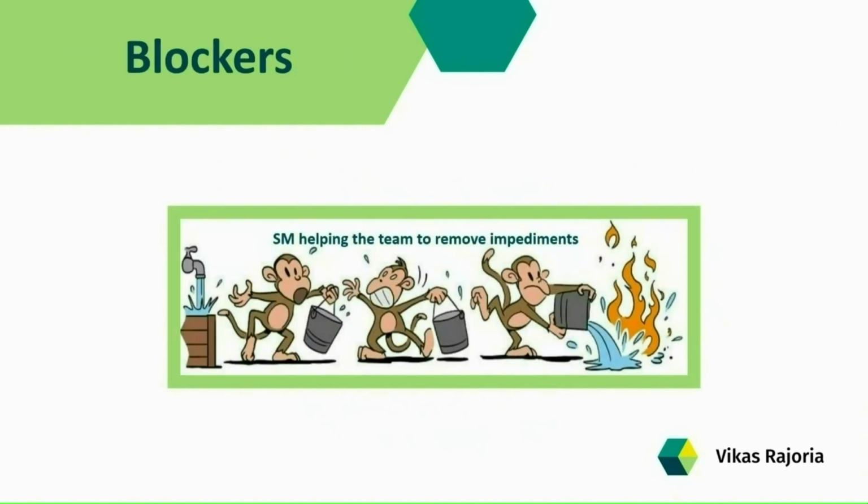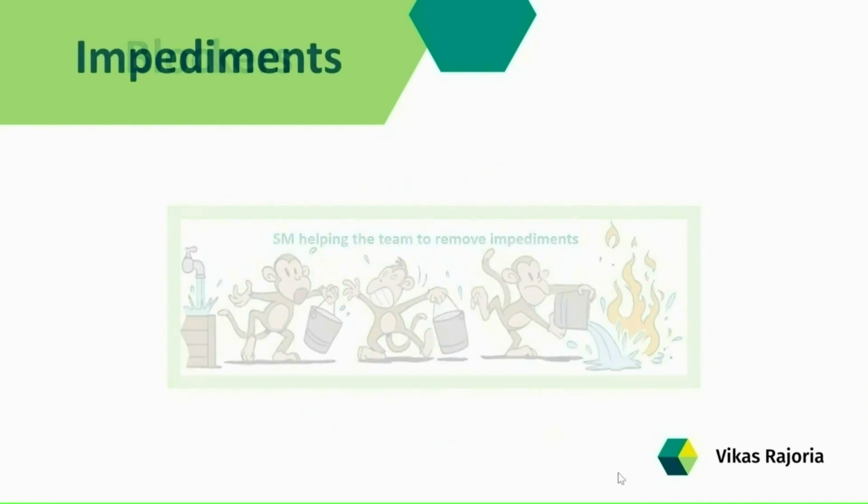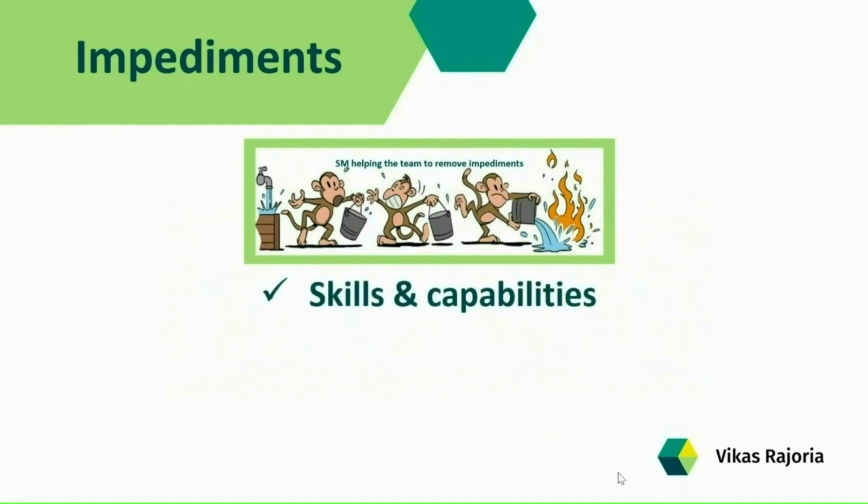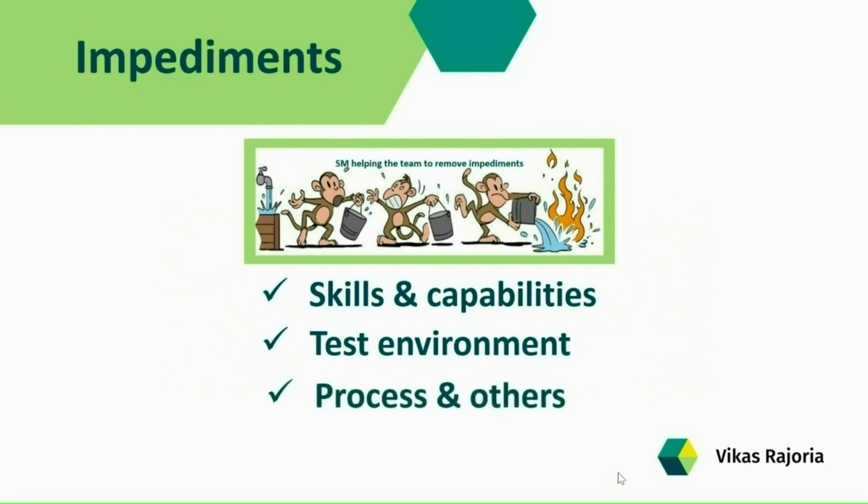The impediments are blockers, something that blocks the team from moving forward, something that does not allow delivering things in the way it is required. So, that needs to be understood and eliminated. The impediments could be anything, such as the skills and capabilities of the team. It may be the testing environment, or maybe a process, or any other thing that is blocking the way.